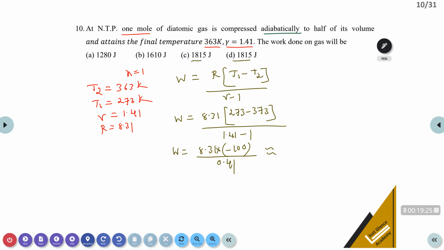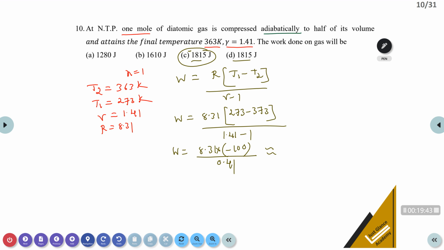Here both answers are 1815. It has a minus sign. Something is missing here. Minus 1815 is the right choice. Suppose if I make it minus, this will be the right choice.